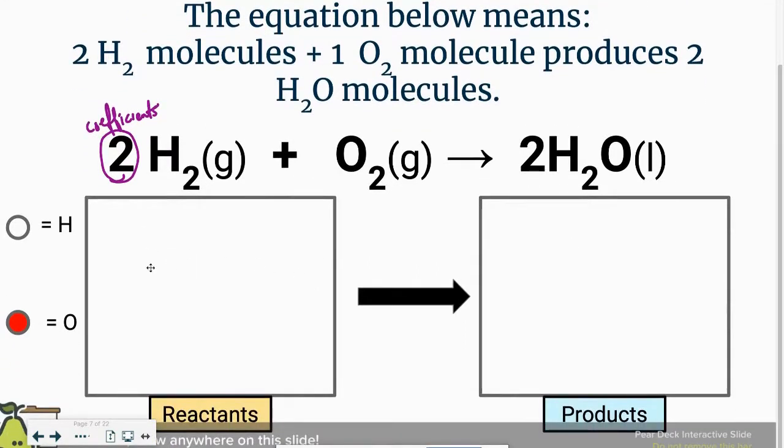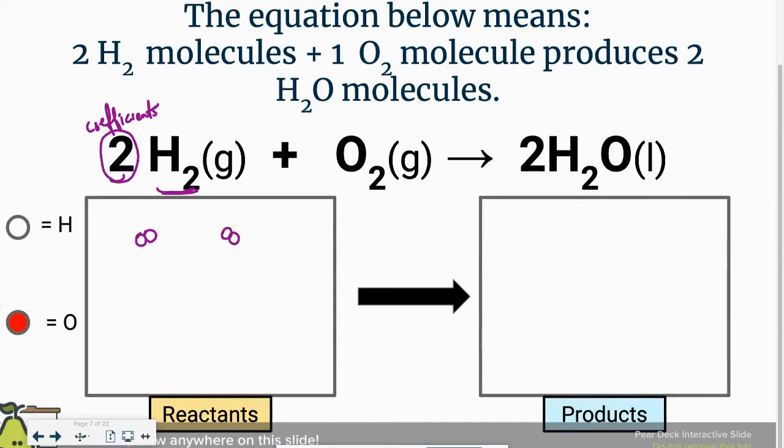So for my hydrogen, I'm just using a white circle here. My oxygen is a red circle. When I'm drawing my reactants, first I'll draw what's in the formula, and anything that's in the formula is connected together. So there's my hydrogen, and then I look at the coefficient. Oh, it says I need 2 hydrogens. So let me draw 2 hydrogens here.